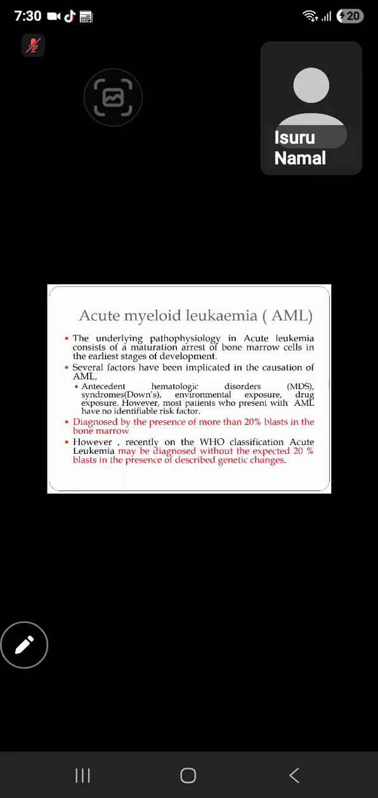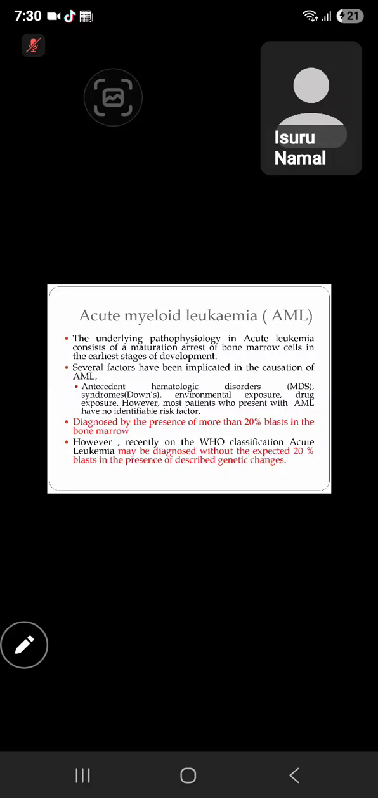Okay. Now this slide has a lot of information that is nice to know, but for your purpose, you can extract some very important points from these. That's why I put this slide here. Now I'm going to discuss some details about acute myeloid leukemia.